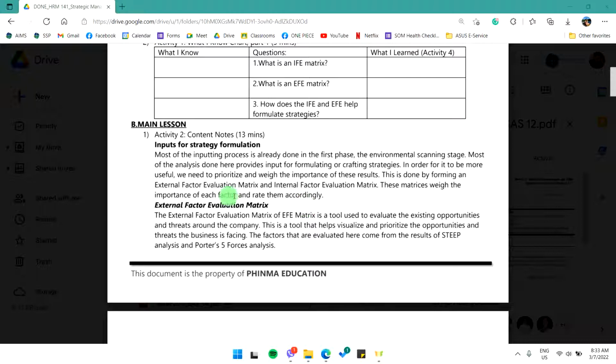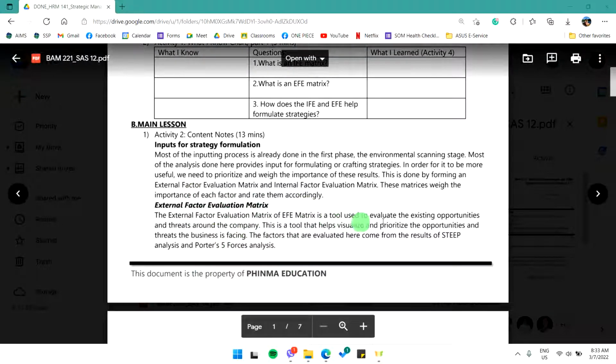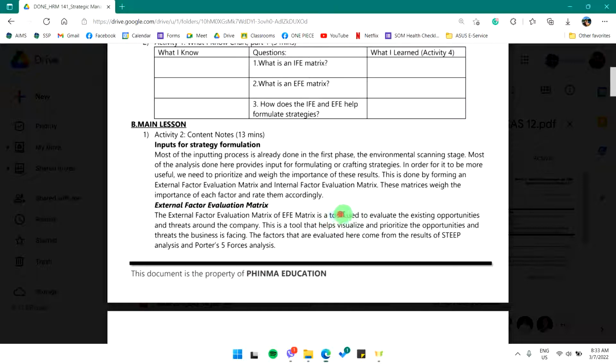So, external factor evaluation matrix. Tool used to evaluate the existing opportunities and threats around the company. Kung paano natin haharapin yung ating opportunities and threats. We will evaluate this, no? Kung ano yung advantageous for us and kung ano yung disadvantageous for us. Ano yung mga importante at kailangan natin i-exploit at ano yung mga bagay na kailangan natin iwasan.